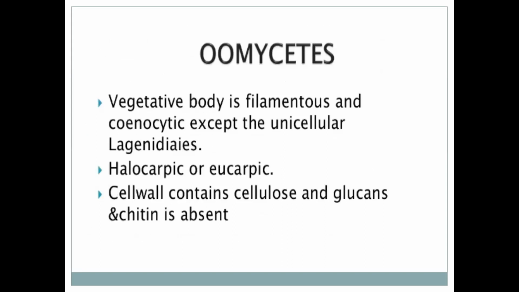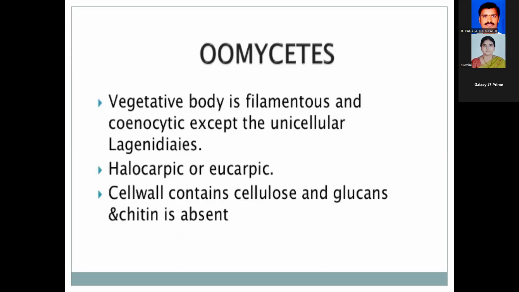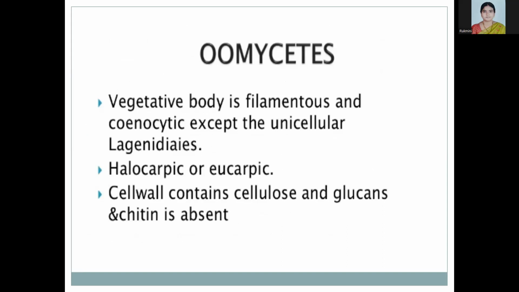Now coming to oomycetes. The vegetative body is filamentous and coenocytic, except in the unicellular Lagenidiales. Oomycetes members are holocarpic or eucarpic. Some members are holocarpic in nature. That means the unicellular structure entirely modifies into a reproductive structure on maturation. That kind of fungi are called holocarpic fungi, and you will find them in the oomycetes.